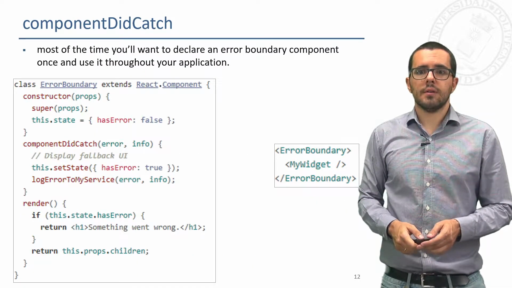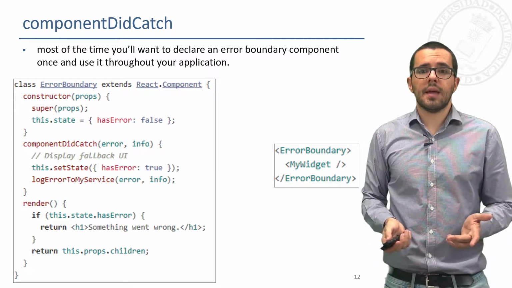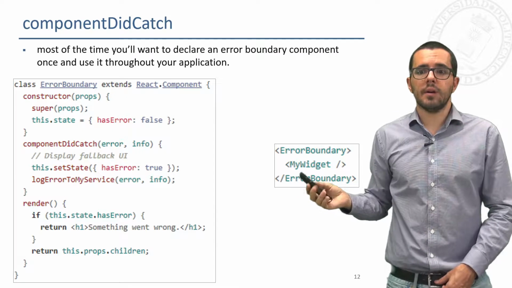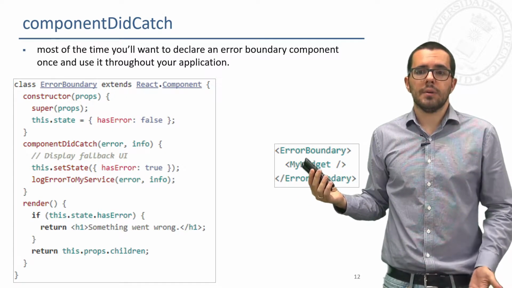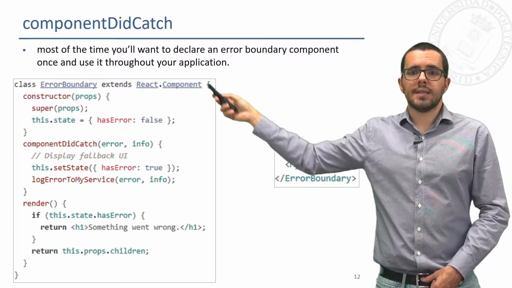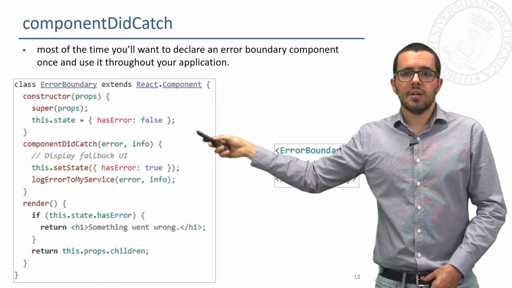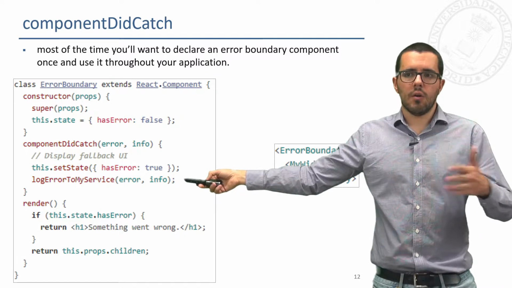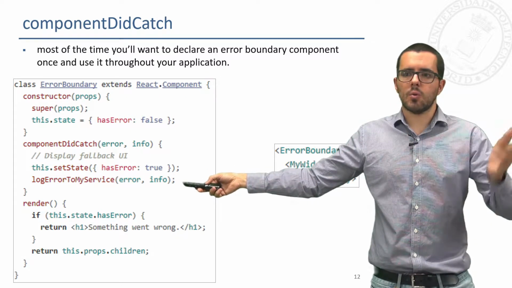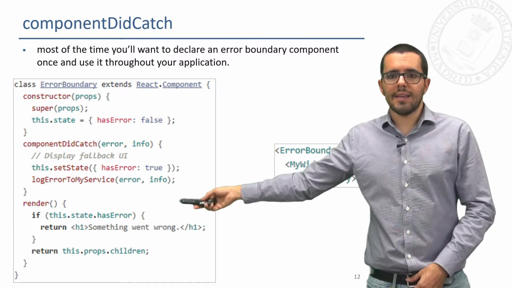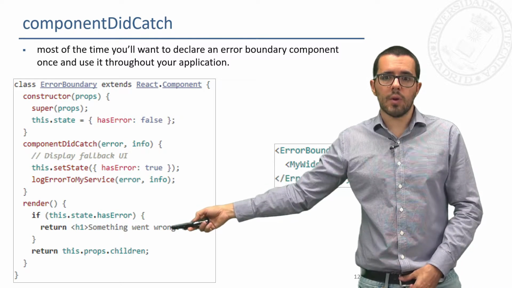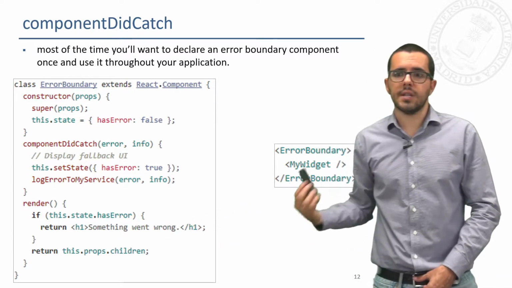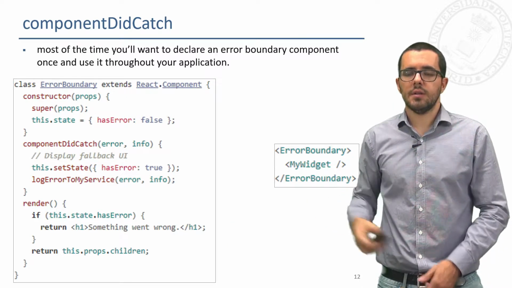How do we use it? Many times we will create an error boundary component that will render my component, my whole app. This error boundary just has a componentDidCatch with a setState with error that will log, of course, the error in a database or whatever service, and in the render, if we have error, we render something went wrong, and if not, we will render our children, in this case, my widget.